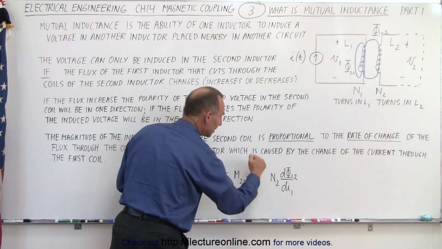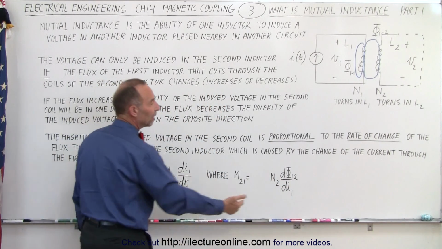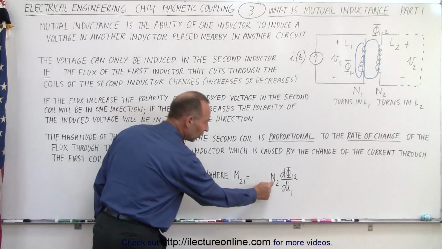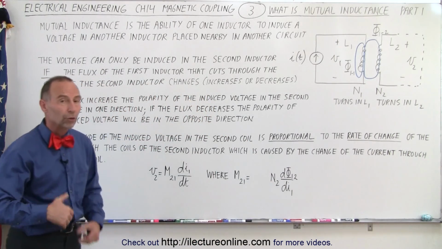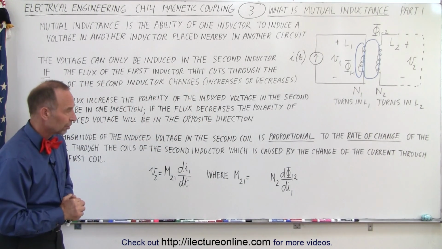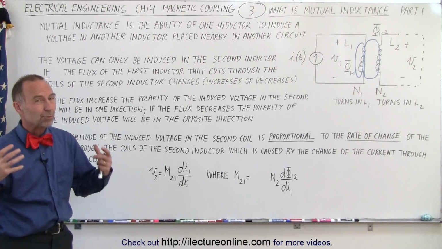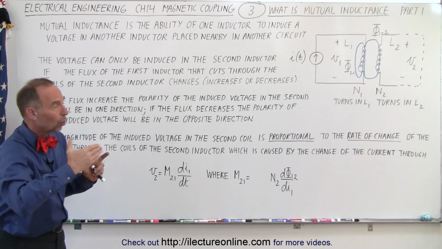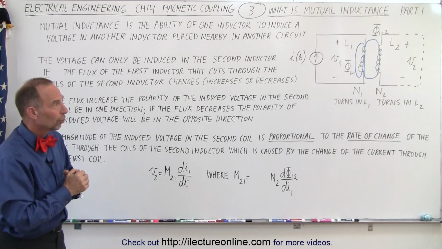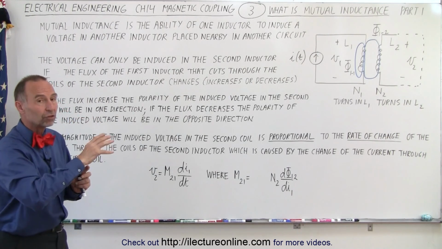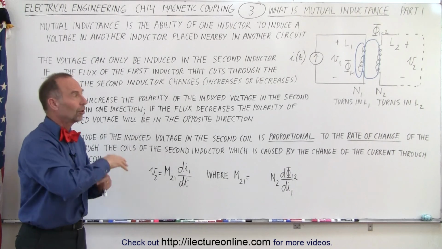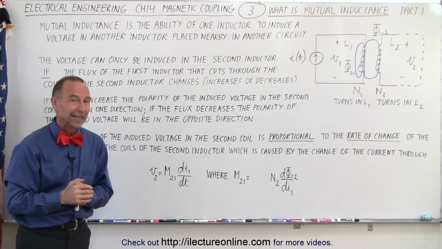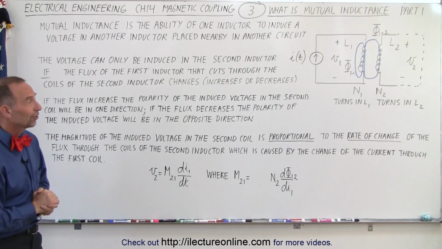the di's disappear, and it's basically the rate of change of the flux with respect to time times the number of turns in the second inductor. So that's what we mean by mutual inductance. It is the induced voltage of the second coil or the second inductor due to the rate of change of the flux caused by the first inductor, which of course is caused by the change in current in the first circuit. And that is how mutual inductance is defined.